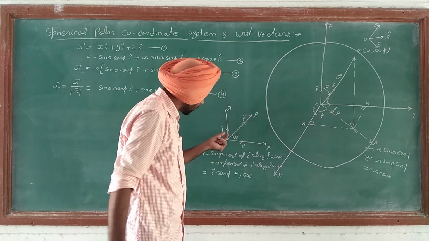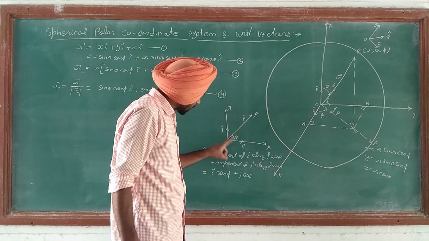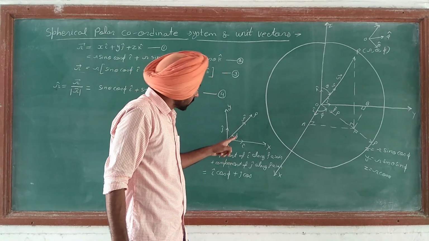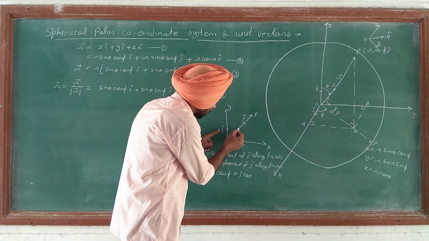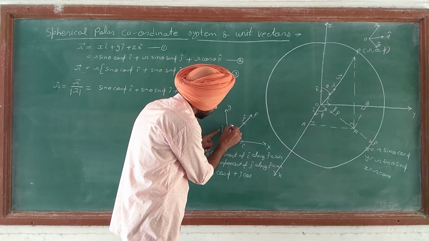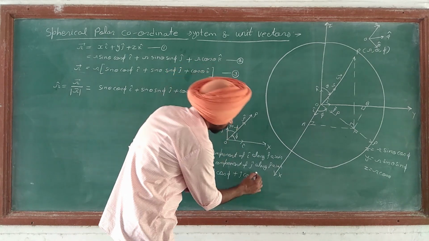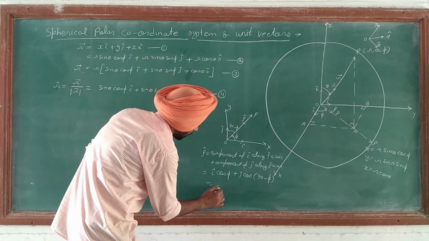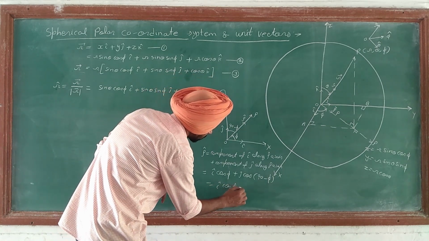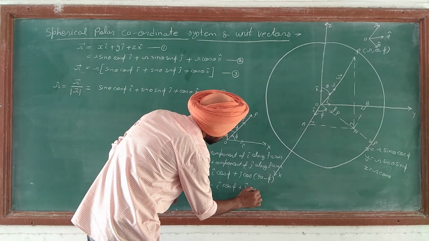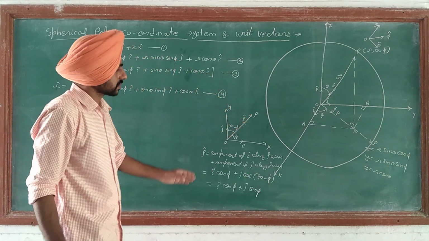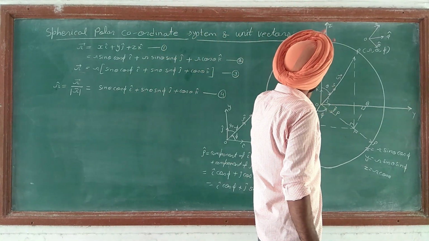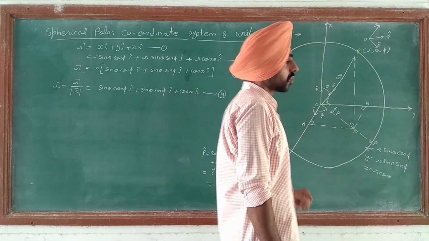Since the angle between i cap and j cap is 90 degrees, but the angle between rho cap and i cap is phi, the angle between j cap and rho cap is 90 minus phi. So cos of 90 minus phi. This is i cap cos phi plus j cap sin phi. This is rho cap. So now this r cap lies in the z-rho plane.